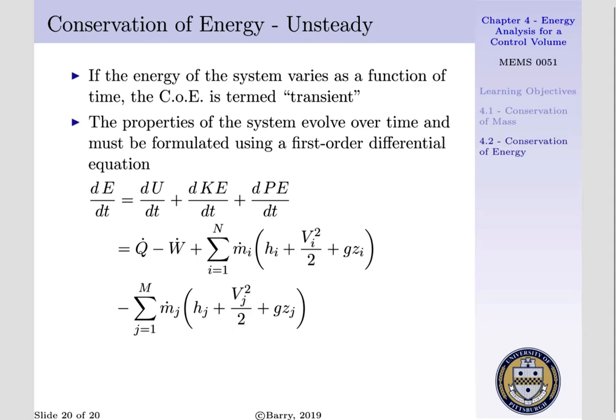Now, if our energy changes as a function of time, our conservation of energy has to be expressed in a transient formulation. That is, the properties of our system can evolve as a function of time. And this will reduce to a first-order differential equation. So, oftentimes, our time rate of change of energy is not equal to 0.